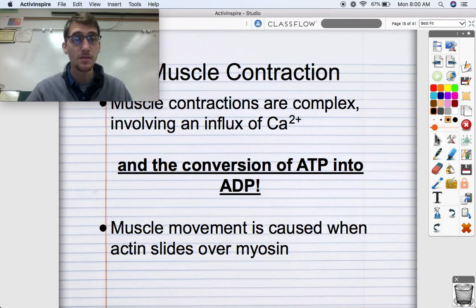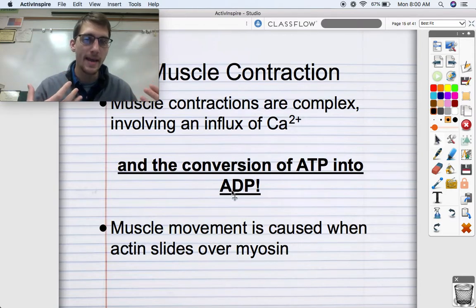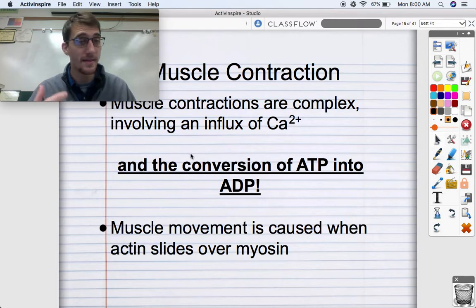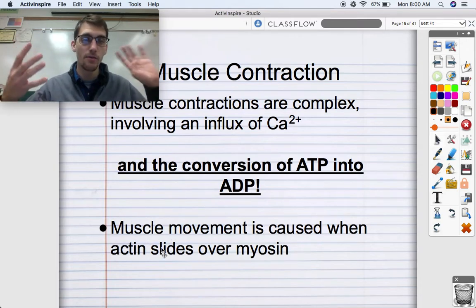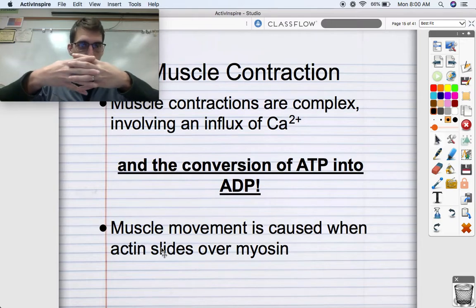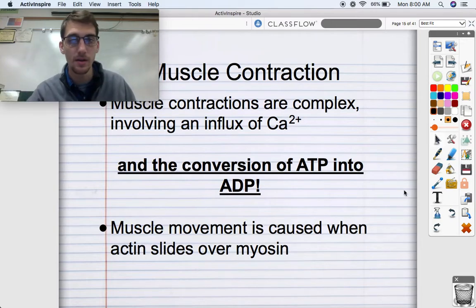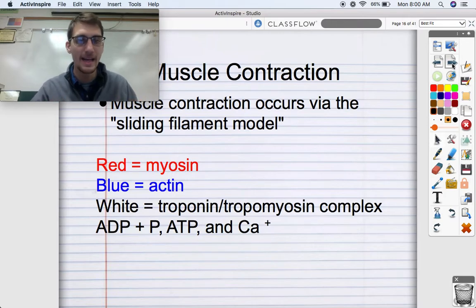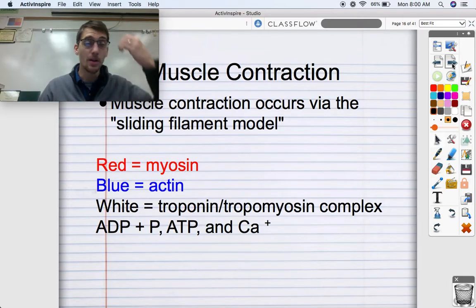So ATP and ADP: we remove what we call an inorganic phosphate from ATP and it becomes ADP, and we use the energy from the bond that held that phosphate in. So muscle movement is caused when actin slides over myosin. Actin and myosin slide past one another and cause those Z lines to get closer to one another.